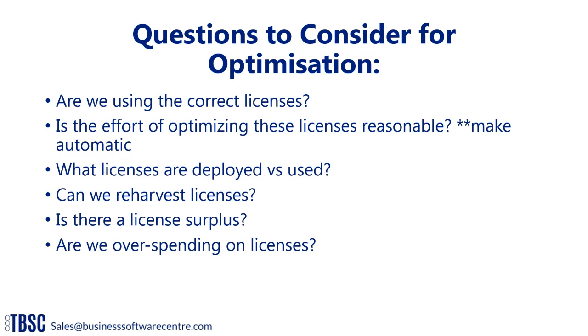So if you are having a hard time optimizing your licenses or you're new to software asset management, I compiled a list here of different questions you can consider for optimization. So the first question to consider is, are we using the correct licenses? You know, we can go back to that example of the E3 to the E1. You can always reduce your licenses. It's super easy, especially if you're on the cloud.